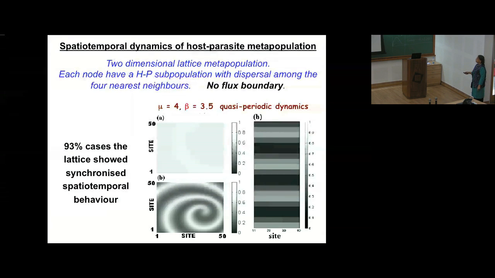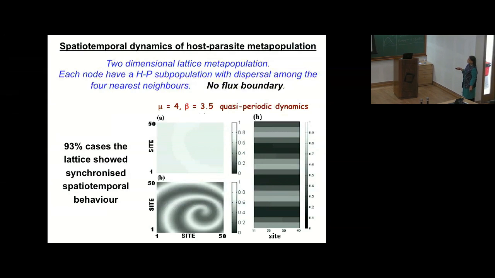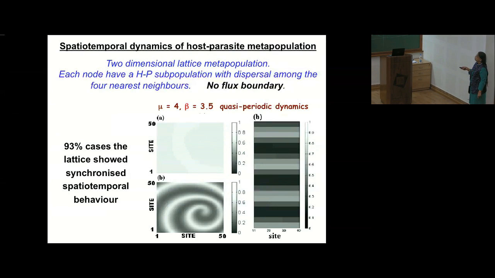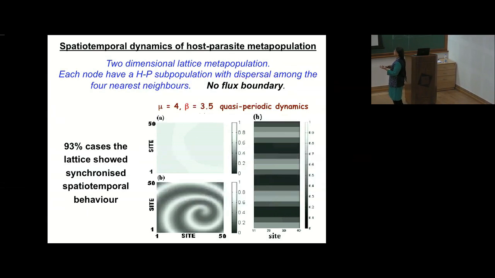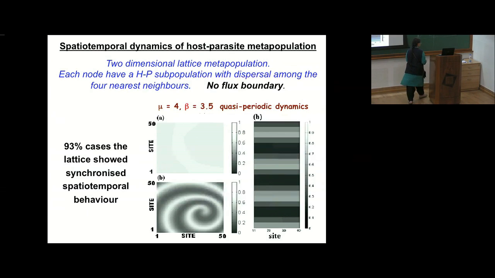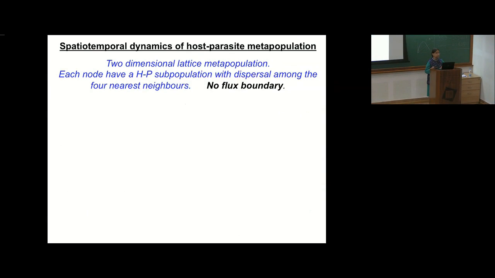So for some time point, it is one value, another time point, all of them have another value, for some other time point, another value, and like that, but it's regular. This is actually quasi-periodic. So the dynamics remains quasi-periodic, but it synchronizes across the entire lattice. So that is what you see when you connect them together. Left to themselves, they were doing something like a quasi-periodic behavior. That's what I showed you in the earlier slide.